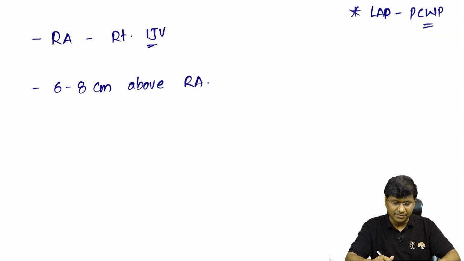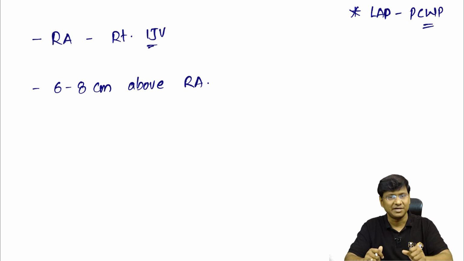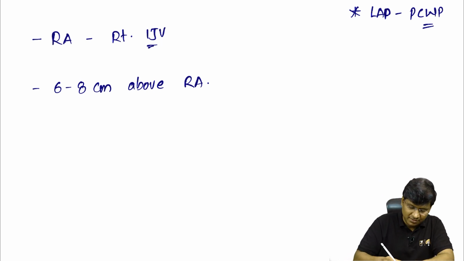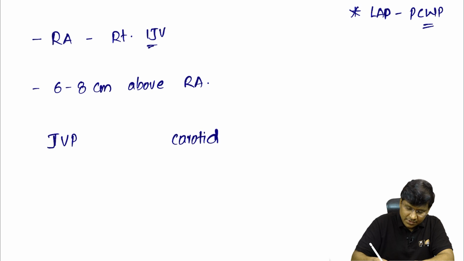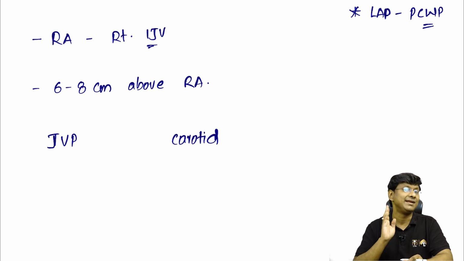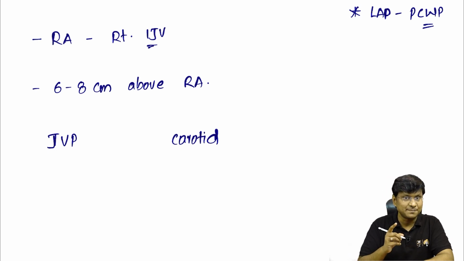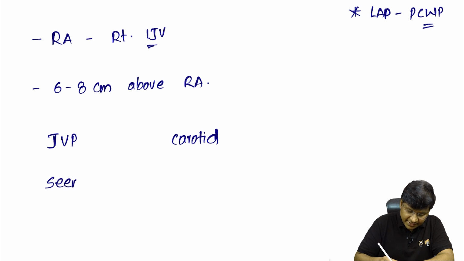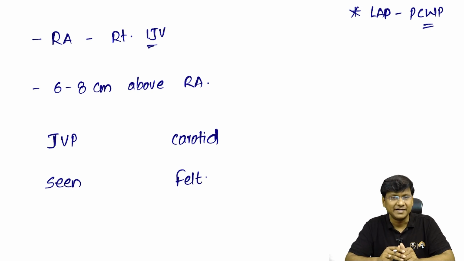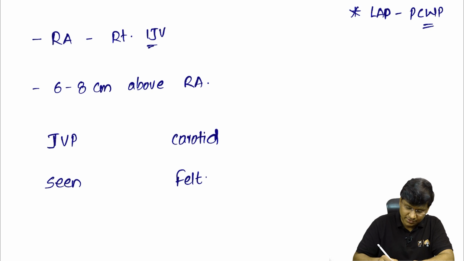Now you should also be able to differentiate the jugular venous pressure from the carotid pulsations. If you take the difference between the jugular venous pulsations and the carotid pulsations, jugular venous pulsations are superficial and lateral in the neck, whereas the carotid pulsations are deeper and medial in the neck. And the jugular venous pulsations are better seen, whereas the carotid pulsations are better felt.